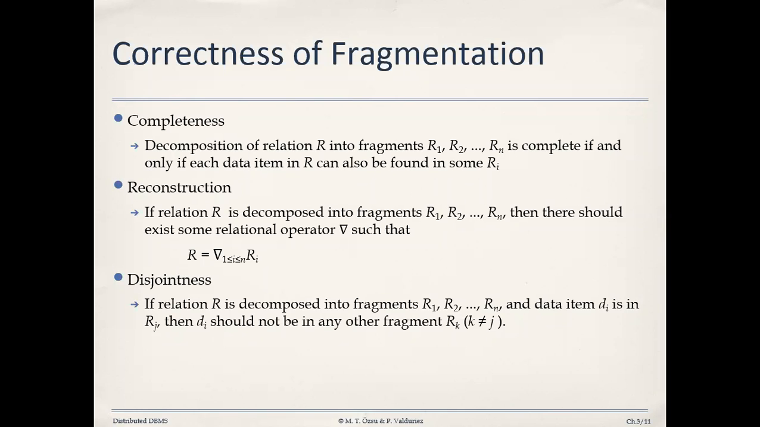So basically, as far as correctness is concerned, there are three things we have to verify about those fragments. One is completeness, second is reconstruction, and third is disjointness.